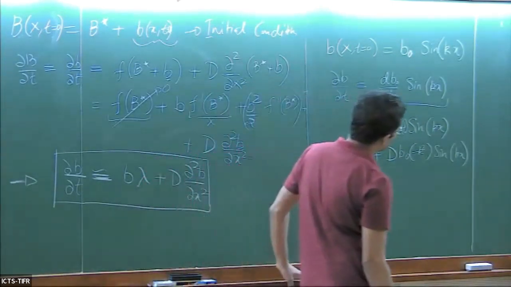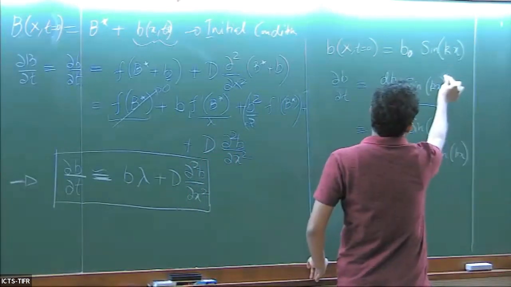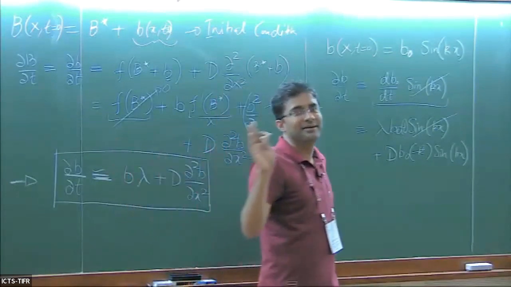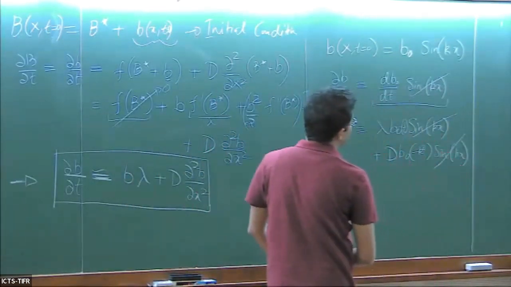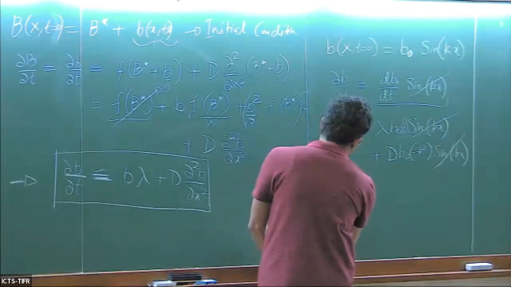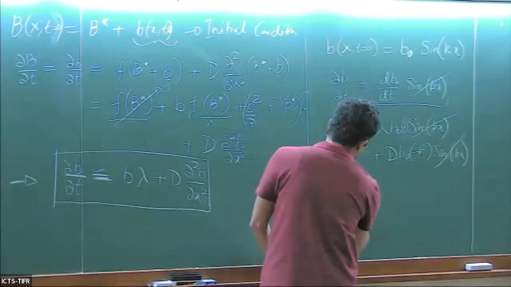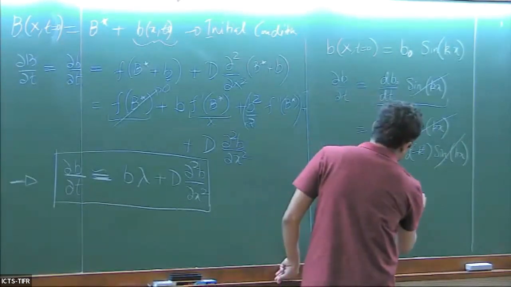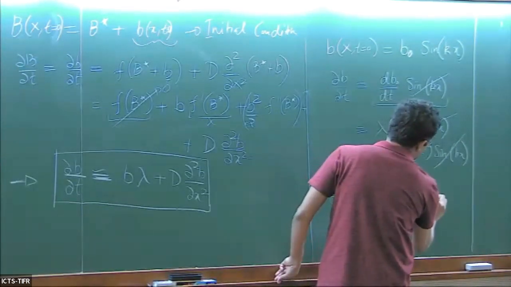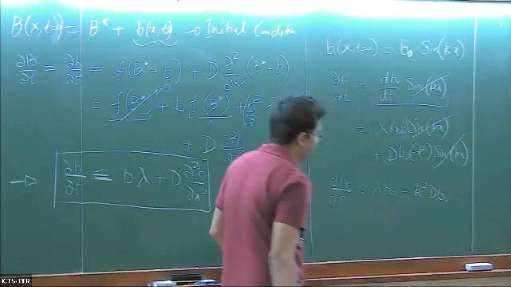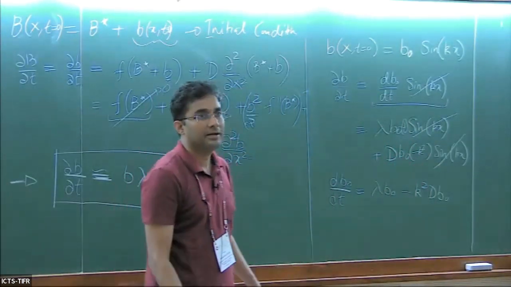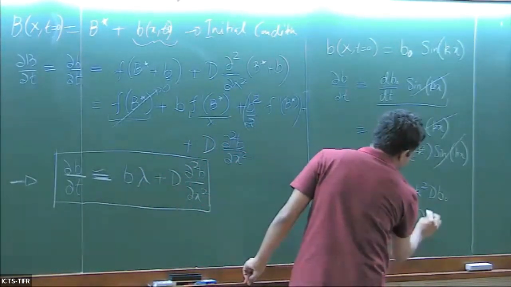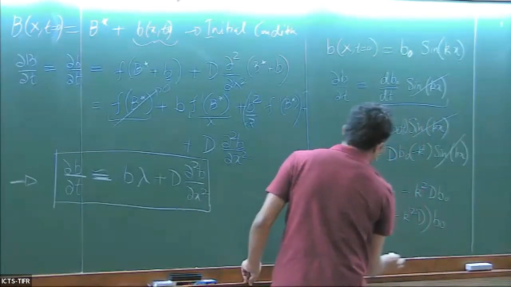There's something common across all of them. What is that? Let's assume k is not 0. What's the point otherwise, right? Let's assume k is not 0. I can cancel all of them. So I have dB0 by dt equal to lambda B0 minus k square B0. So this would be lambda minus k square d, times B0.